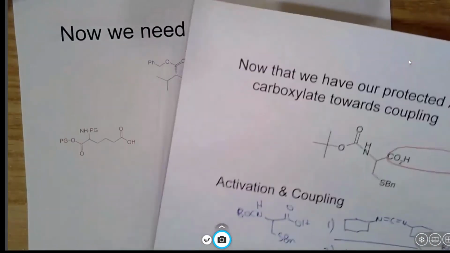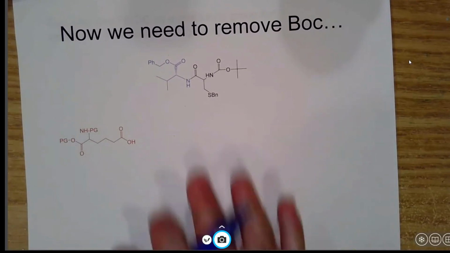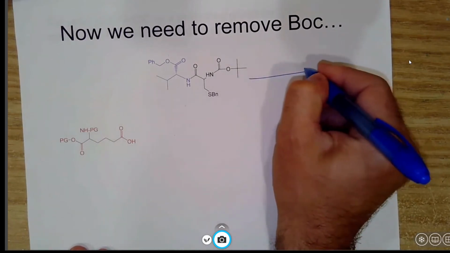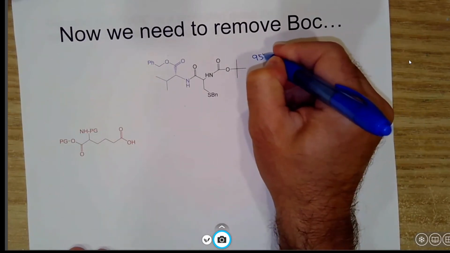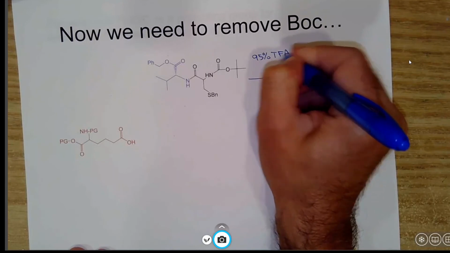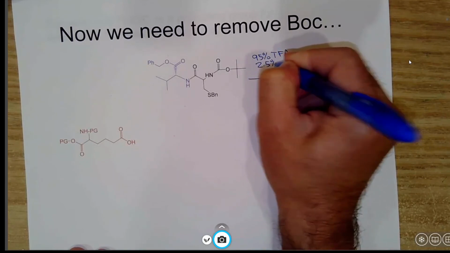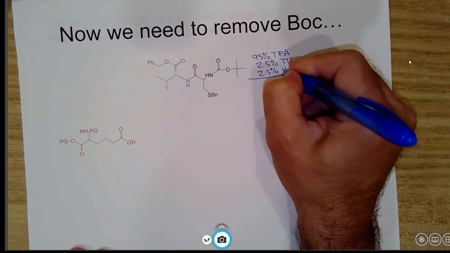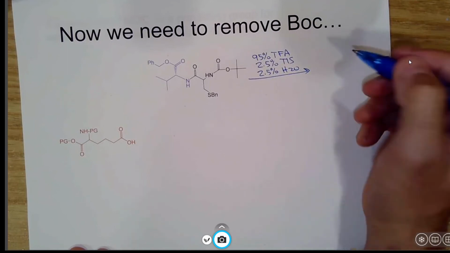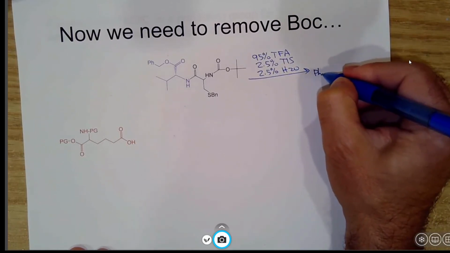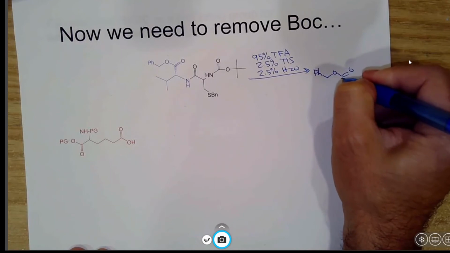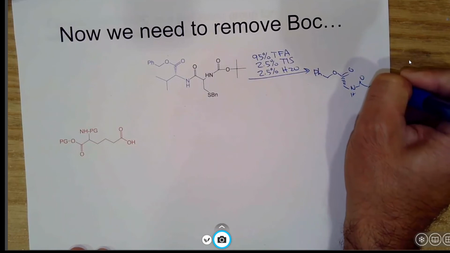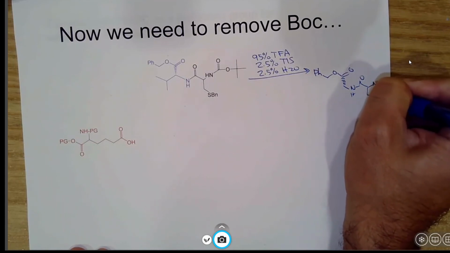All right, so now we need to remove the Boc group. I've just redrawn that structure here. A good way to remove the Boc group is with acid. We can use trifluoroacetic acid, 2.5% triisopropylsilane, 2.5% H2O. What that will do is remove that Boc group. Your benzyl group is still on.